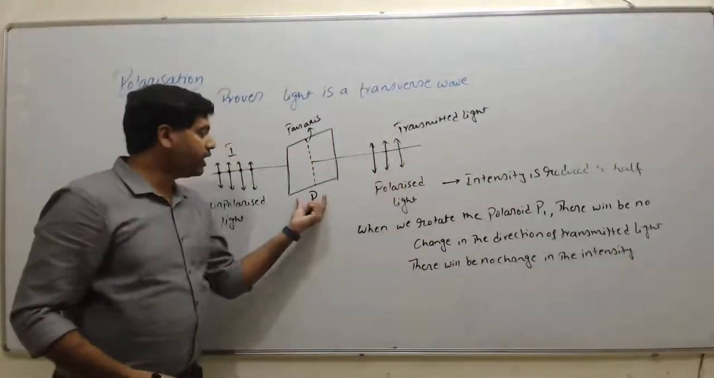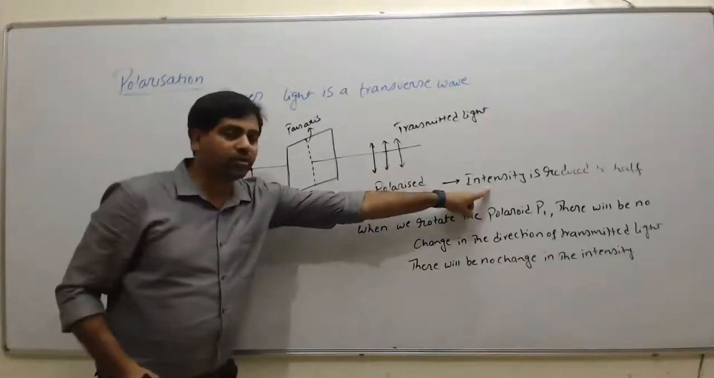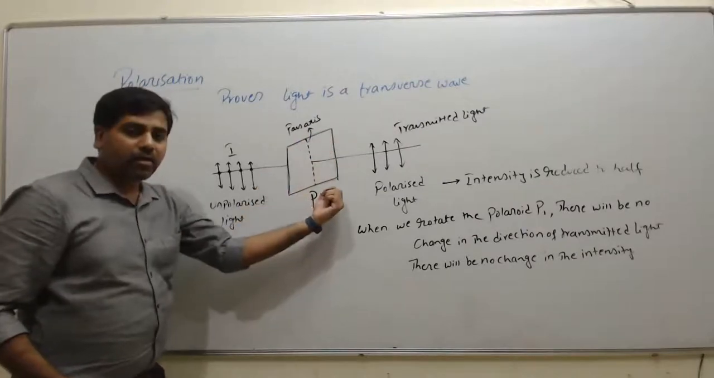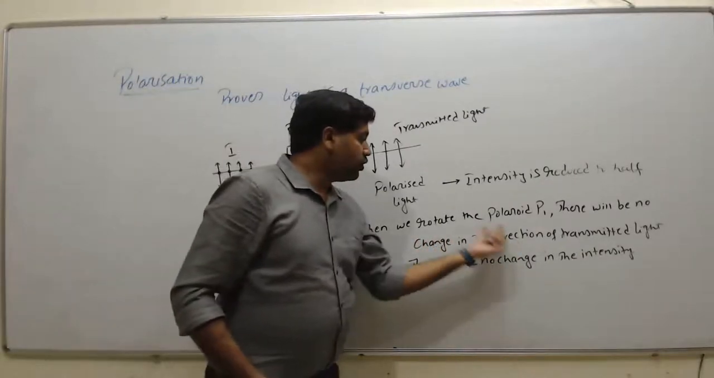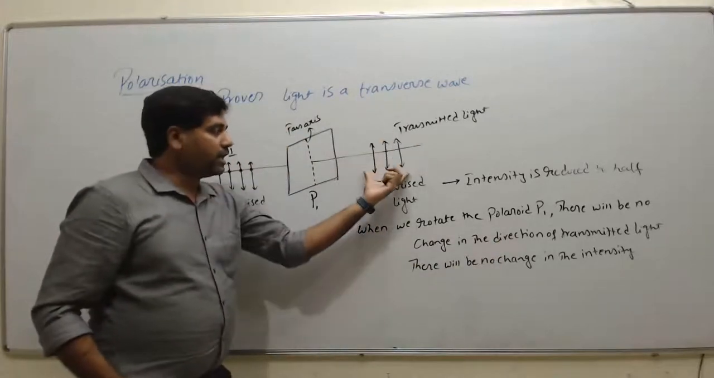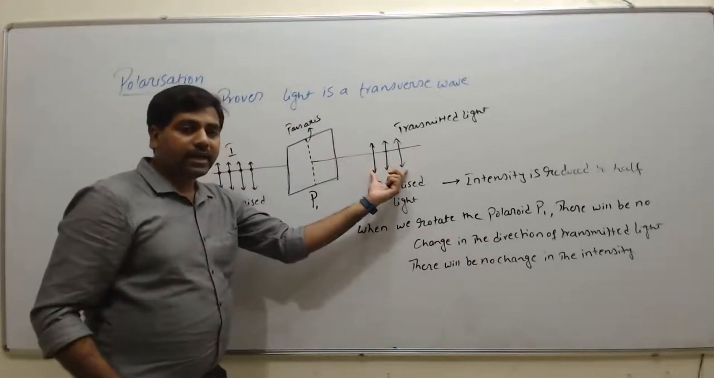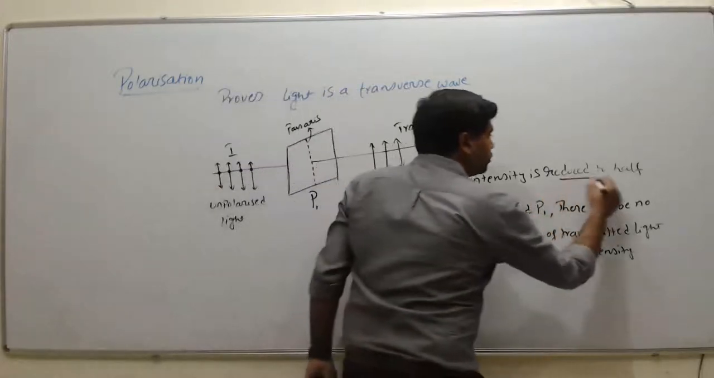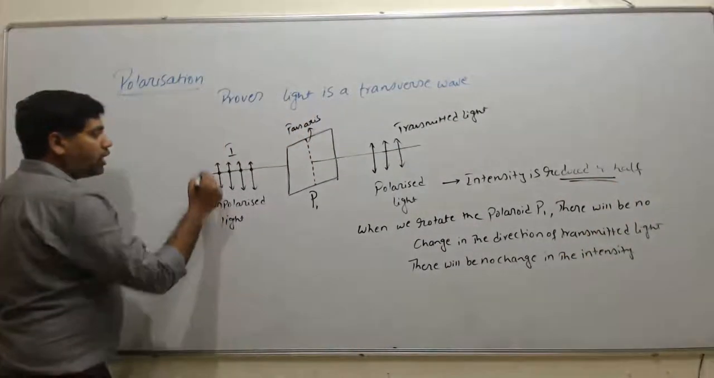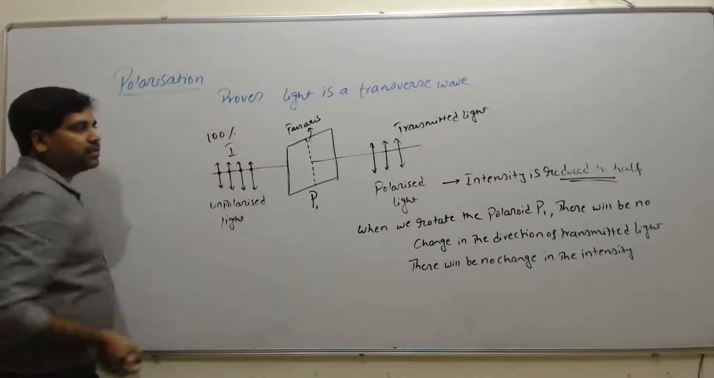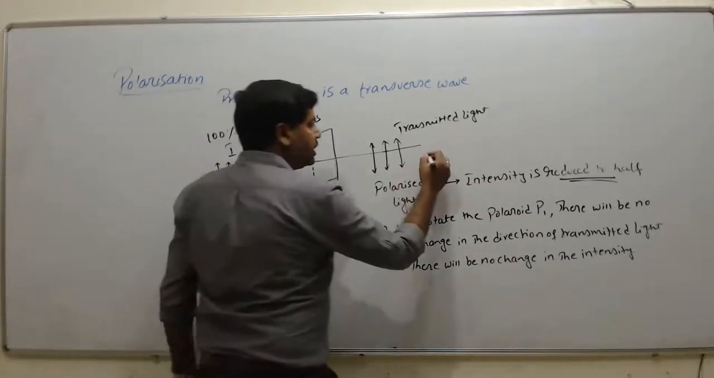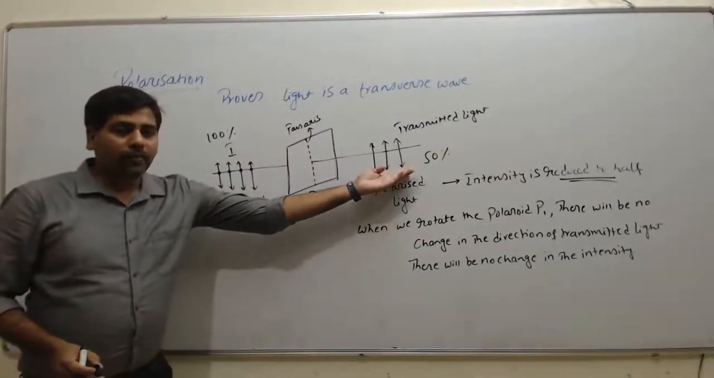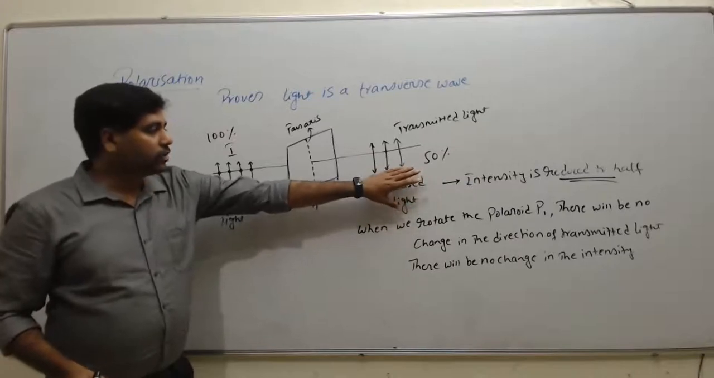When we get the polaroid, if it is at 0 degree, we get the intensity which is reduced to half. When we rotate this polaroid either in clockwise or anti-clockwise direction, there will be no change in the direction of the transmitted light, and no change in the intensity of the polarized light. That is, the intensity is reduced to half. So if the unpolarized light has intensity 100%, then for the polarized light the intensity will be 50%, reduced by half. So this is the first case.